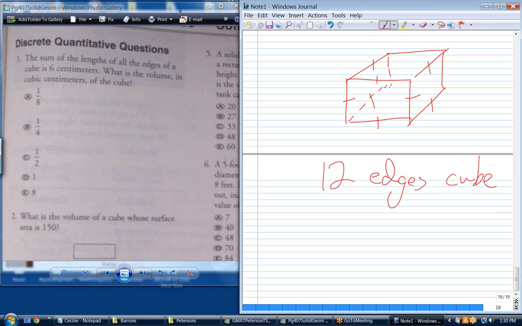So if the sum of the edges is equal to 6, what's one edge? Two. If one edge was 2, the sum of the edges would be 24. Okay, I'm not sure I understand the question. They're saying if each one of these edges was 2 and I had 12 of them, the sum of the edges would be 24. So if the sum is 6, each one must be 1/2. Oh. In other words, that's 1/2, that's 1/2, that's 1/2, and then 12 times 1/2 would be 6.